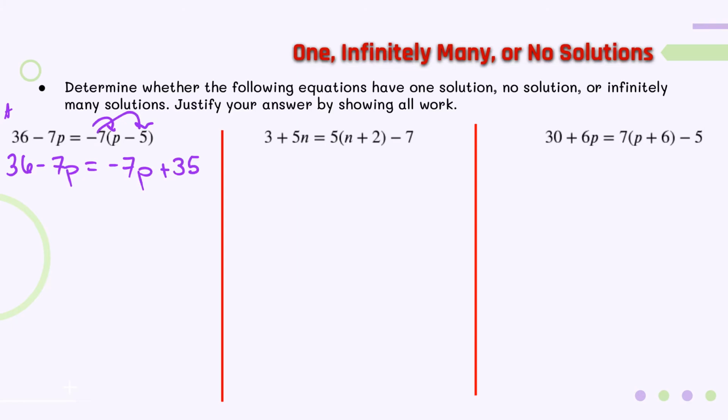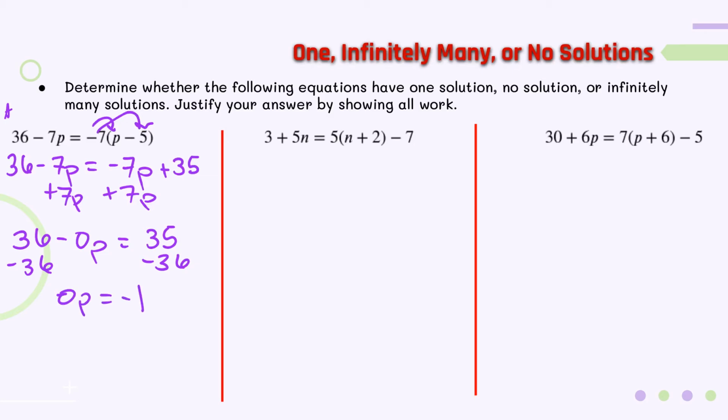So then I'm going to add 7p to both sides. I'm left with 36 minus 0p is equal to 35. I can subtract 36 from both sides. And I'm left with 0p is equal to negative 1. Well, we know that 0 times anything is 0, and 0 does not equal negative 1. So there's no solution.